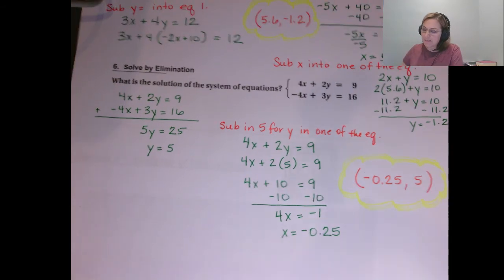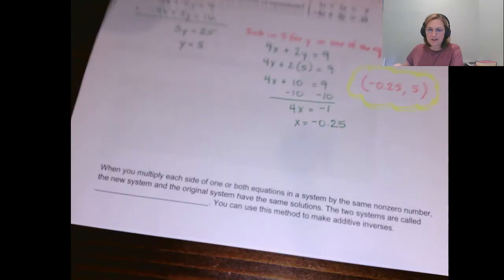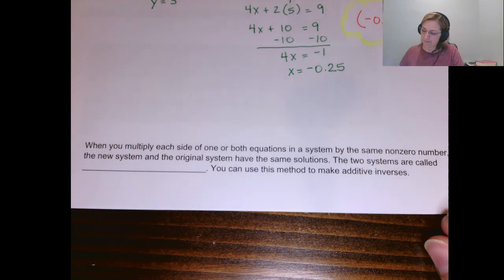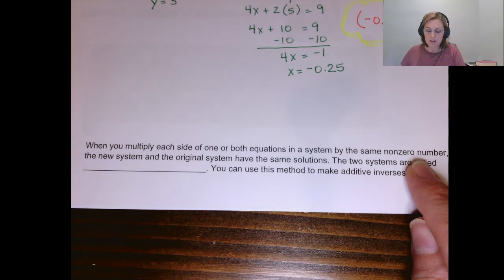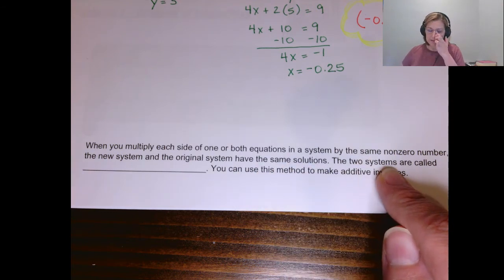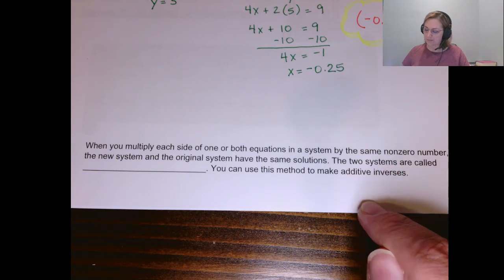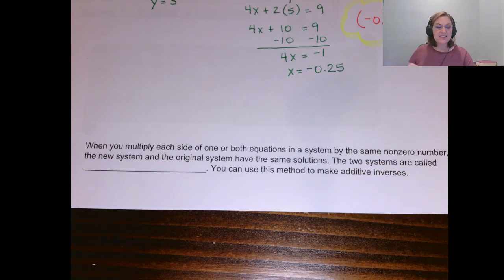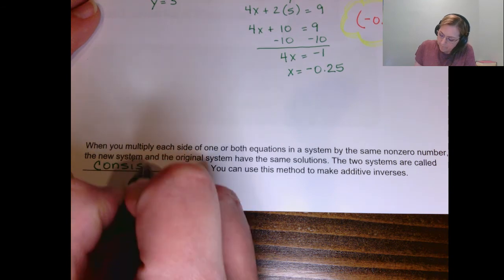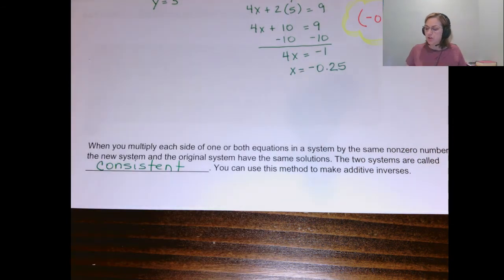Okay, we've got a statement here at the bottom, so let me pan out just a little bit so we can see that. When you multiply each side of the equation by the same non-zero number, the new system and the original system have the same solution. The systems are called equivalent. And we could say that this means they are consistent. You can use this method to make additive inverses.